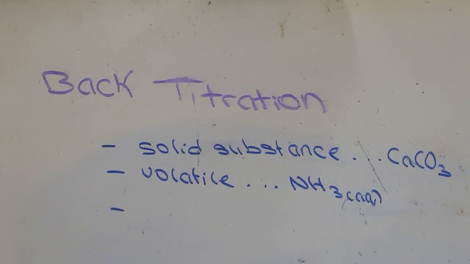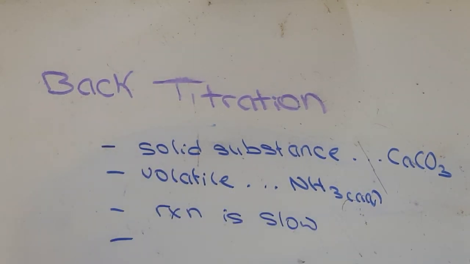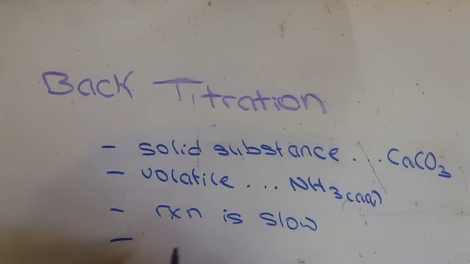You will also use back titration when the reaction progress is very slow between the acid and the base. So the reaction progress is very slow. And lastly, you'd use it in the case where your endpoint is not very clear. So unclear.